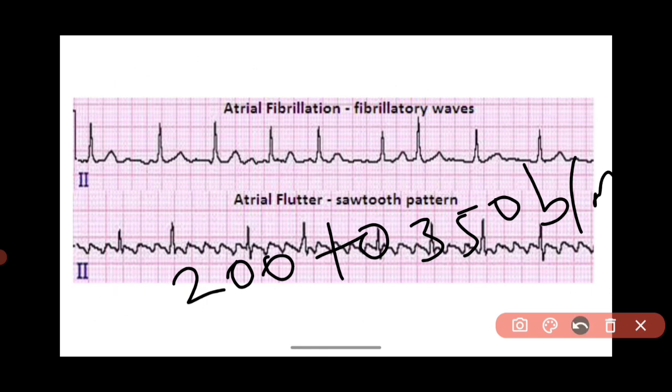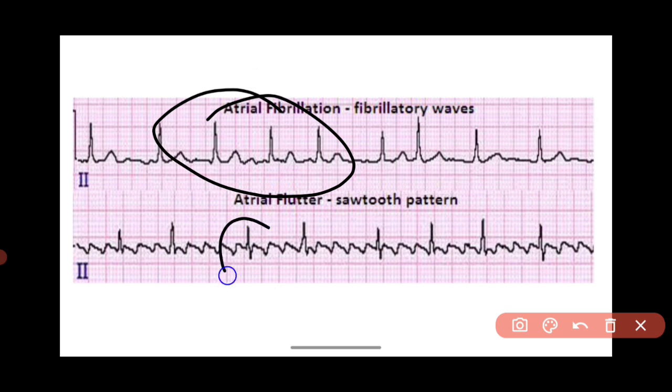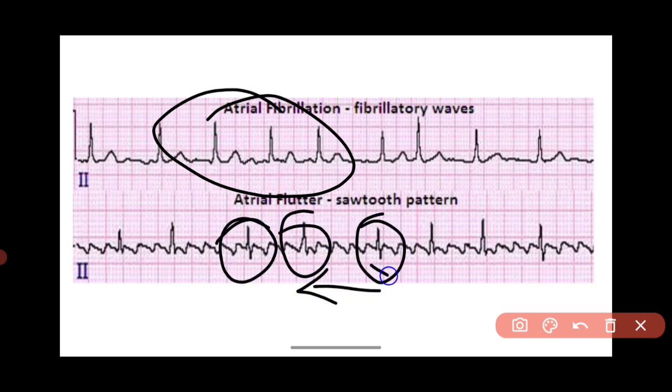And the next one is rhythm. As I mentioned already, in atrial fibrillation, irregular rhythm is there, whereas in atrial flutter, the rhythm might be regular or irregular. You can see here the rhythm is regular, and here the rhythm is irregular because there is a big gap between these two waves. Understand? So both regular and irregular rhythm can be present in atrial flutter.